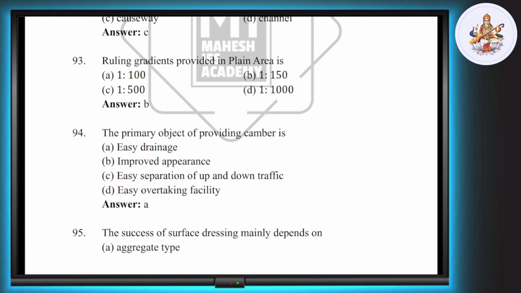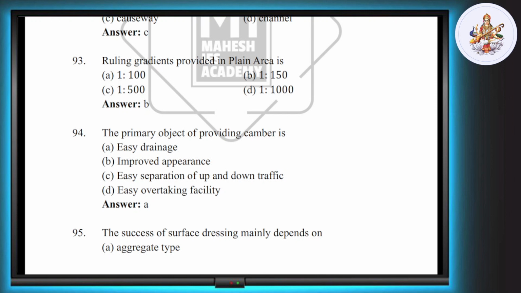Question 94. The primary object of providing camber is. Correct answer, A. Easy drainage. Explanation. Camber gives the road a slight slope to allow rainwater to run off quickly, like a shallow V shape to avoid waterlogging.